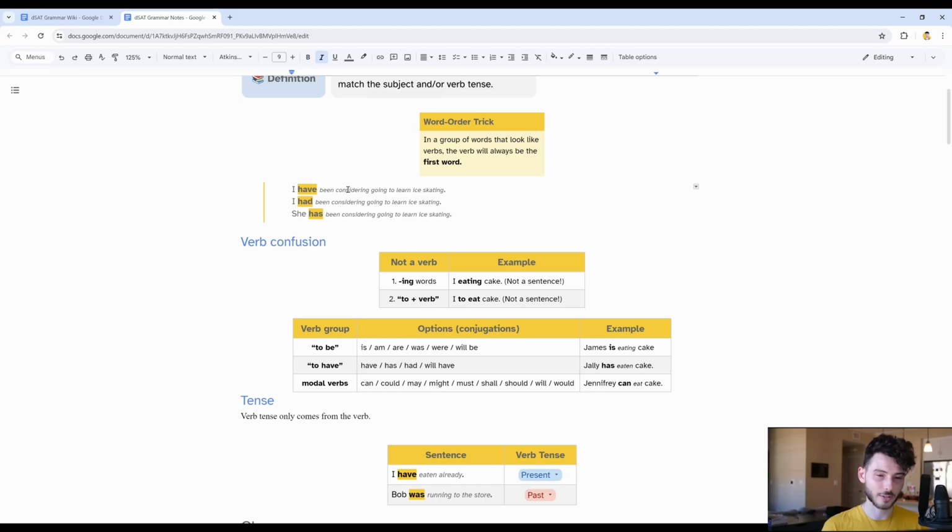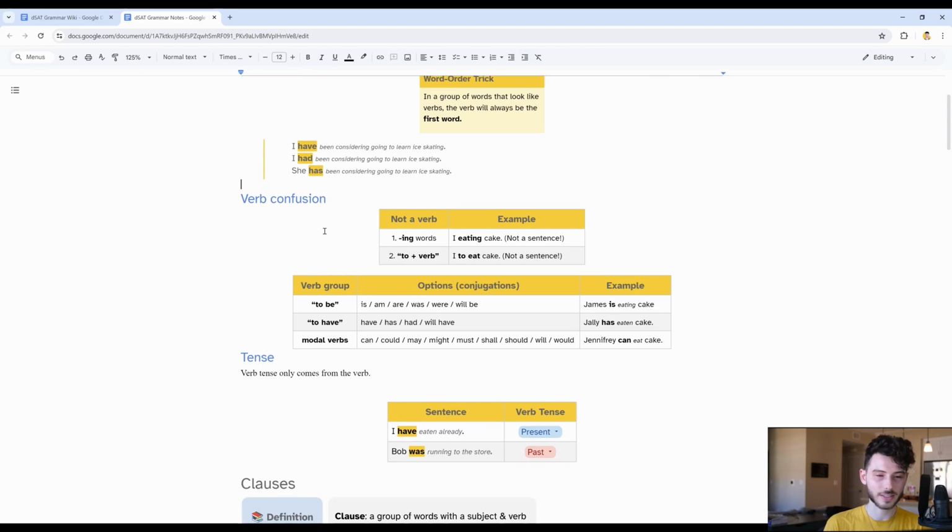I have been considering going to learn ice skating. I had been considering going to learn ice skating. She has been considering going. You get the idea. So if there's any sort of verb, no verb, or conjugation or SVA question, it'll always be the first one. Next thing is verb confusion.